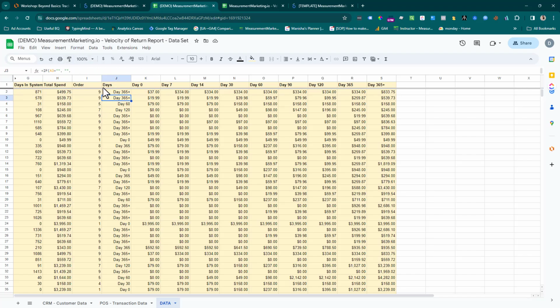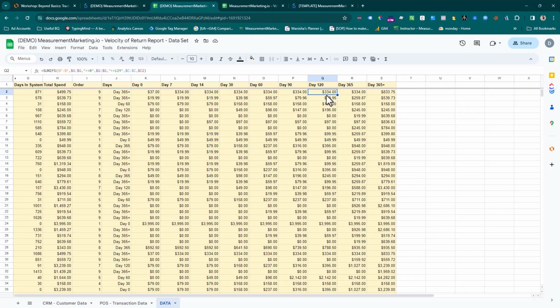So it looks at this, and then there's a large statement here. I'm not going to walk through the guts of this, but it goes through and gives it a, how many days? Is it day 0? Is it day 365 plus? Is it day 120? And then it does this. And basically what it does is it sums the total the customer has spent with us on day 0, day 7, day 14, day 30, day 60, day 90, day 120, right?